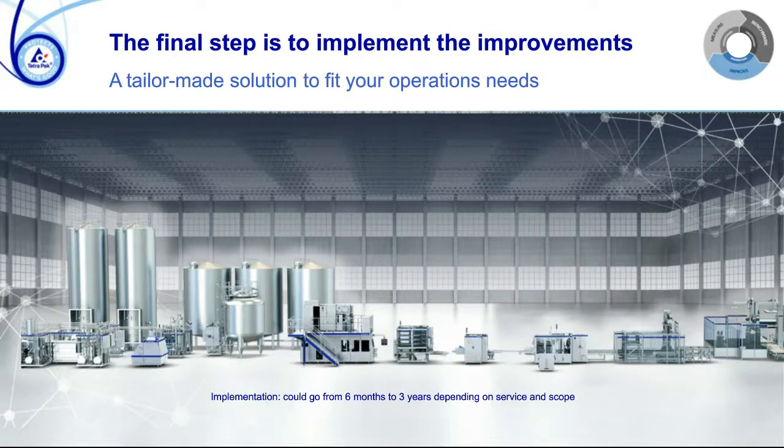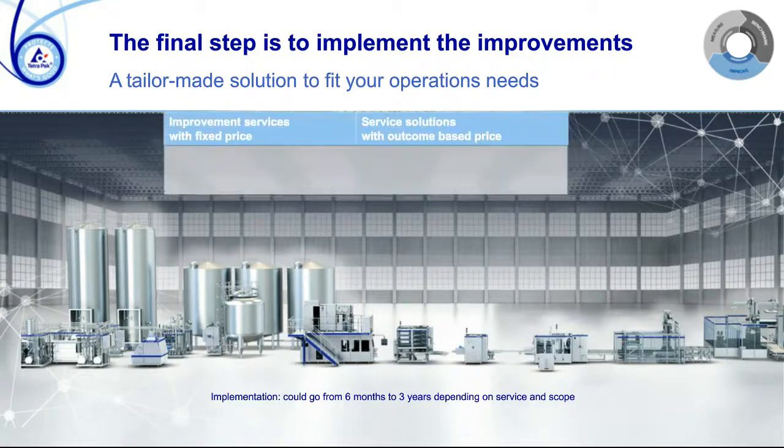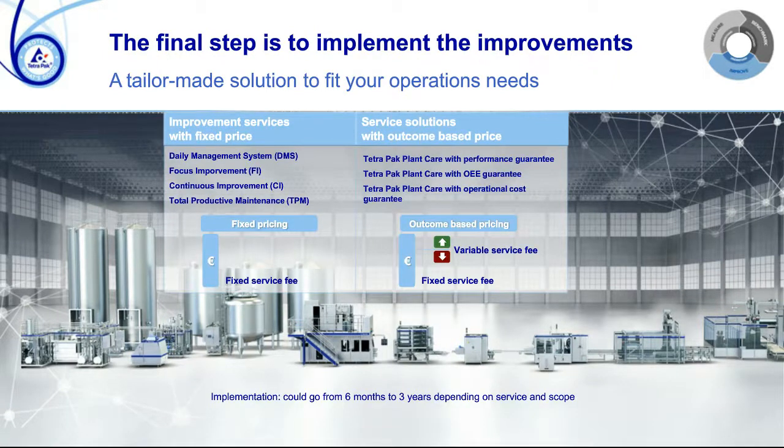Implementation could go from 6 months to 3 years, depending on the scope of the solution, which can vary from single line to full plants. Tetra Pak can also help you with a tailor-made solution involving a combination of improvement methodology and digital enablers led by a Tetra Pak consultant. Improvement activities come as standalone services and or integrated solutions with an outcome-based price.